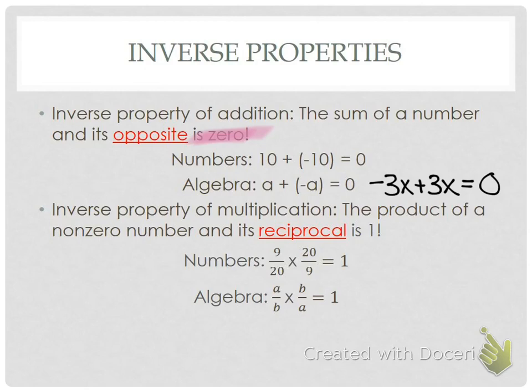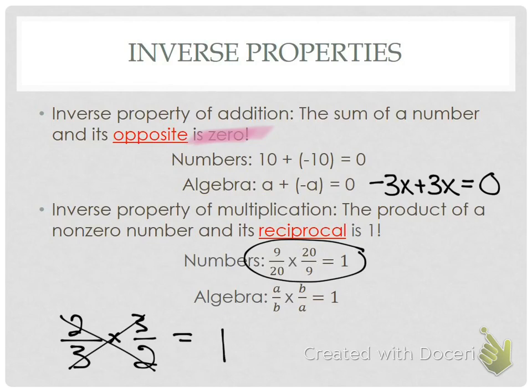All right, so now let's talk about the inverse property of multiplication. 9 over 20 times 20 over 9. What did I multiply by? I'll give you a hint. Look what I'm pointing to. What did I multiply by? The reciprocal. Take any number and flip it. So what is the reciprocal of this? Times 3 over 2, and guess what? They cross cancel, and it's 1.